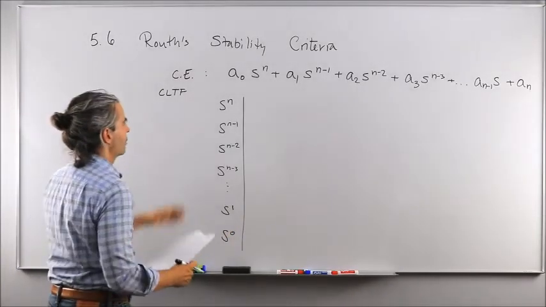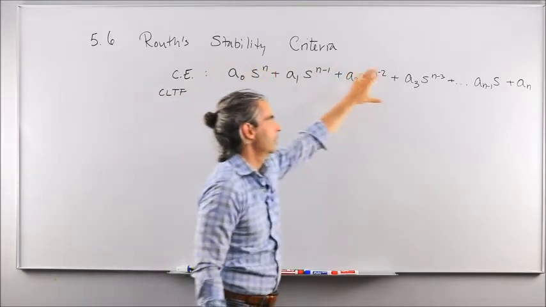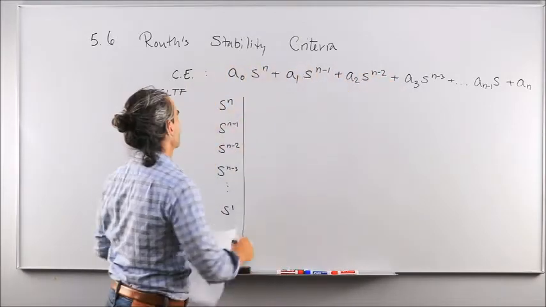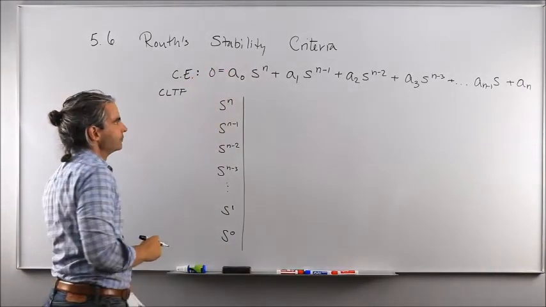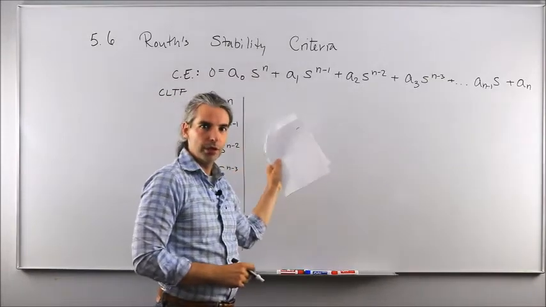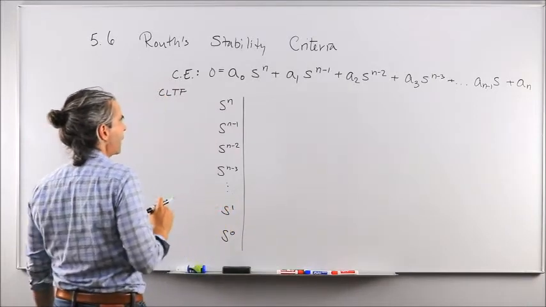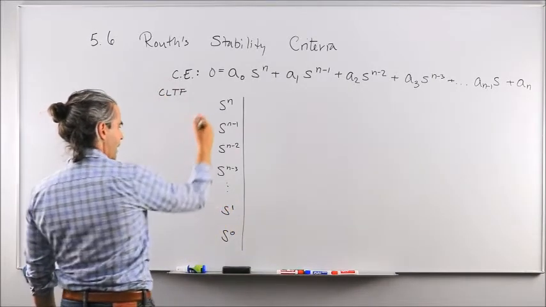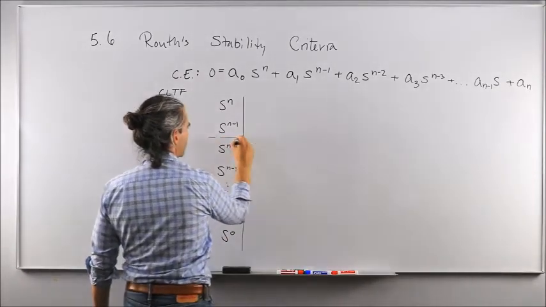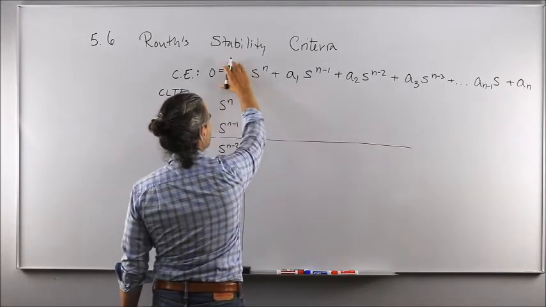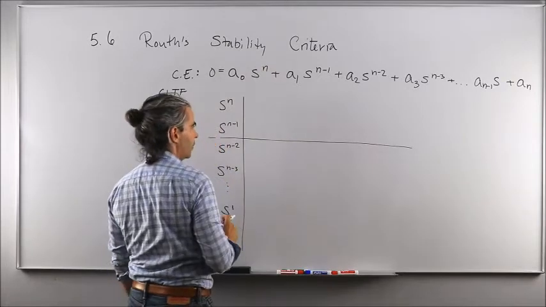Okay? So the number of rows you're going to get in this array solely depends on the order of this polynomial, which is the characteristic equation, which is always, by the way, equal to 0. So you set your denominator equal to 0, and you call this guy your characteristic equation. That's what it is. Okay? So n plus 1 rows, and then you're going to fill this array with the coefficients of your characteristic equation first, and then you will calculate the remaining ones.